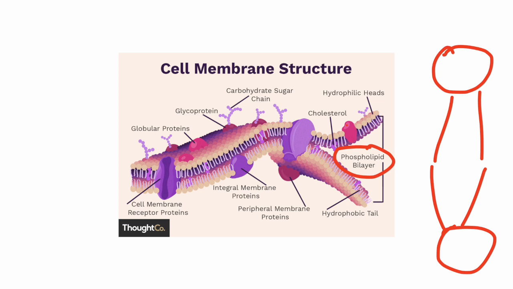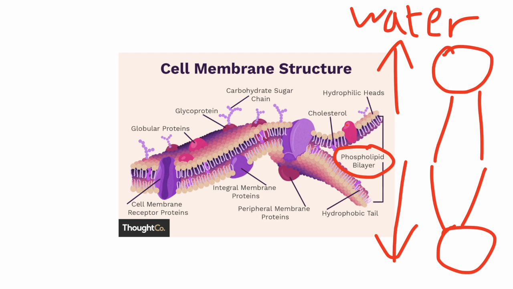Now why? Because outside the cell, it's water. Inside the cell, it's also water. It's the cytoplasm, which is just water with a lot of minerals in it. Those heads that love water, they go towards water, while those tails, they go towards themselves, right? Because they're trying to hide from the water.